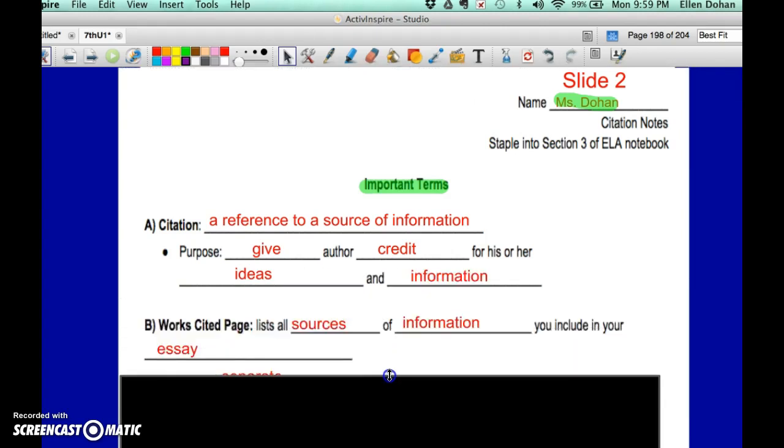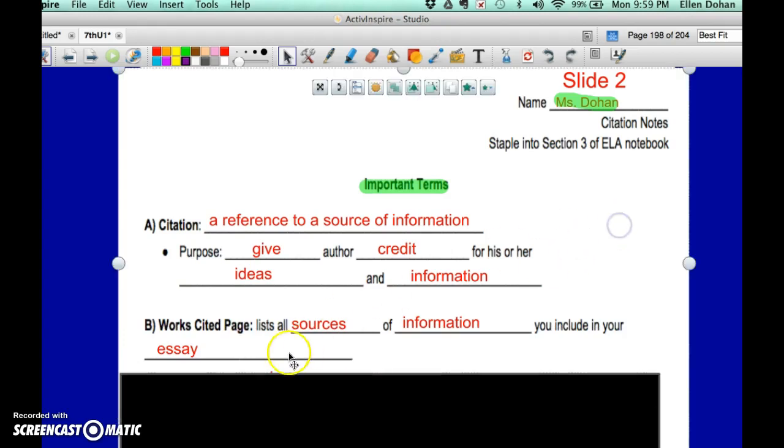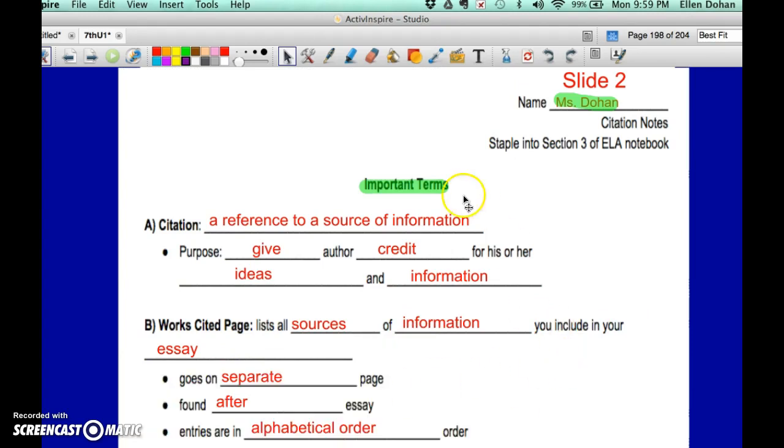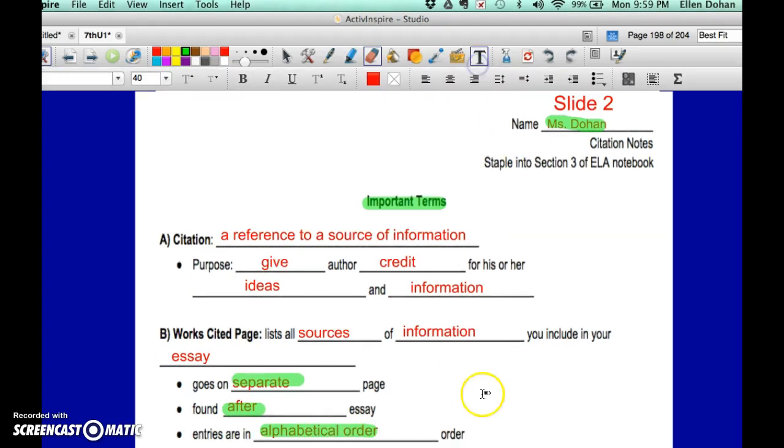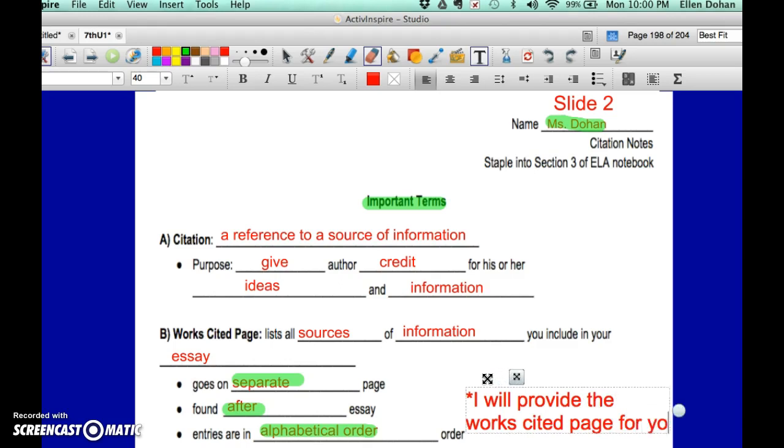Next, the next definition we have is the works cited page. So this is a separate page from your essay, and it lists all the sources of information you included in your essay. And some additional information about that. It goes on a separate sheet of paper. It's found after your essay, and the entries are in alphabetical order. A quick heads up for this essay about tech, I will be providing the works cited page for you. So that's just a quick heads up about that.